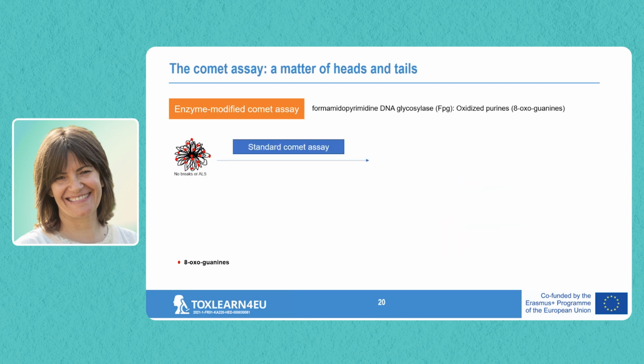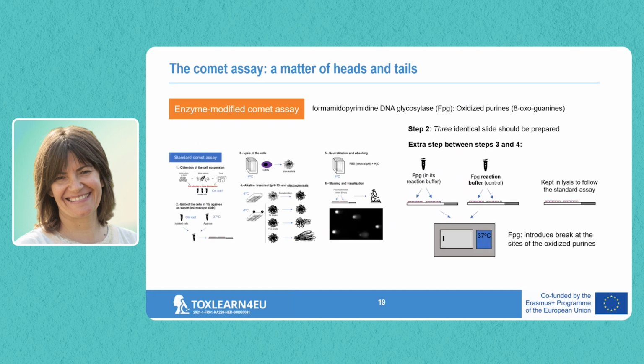The FPG, the enzyme, needs a buffer to give it the good conditions to work. No, the other way around. This is the FPG. Here you have the FPG in the buffer that gives the conditions. And here you have only the buffer without the FPG. It's a control.